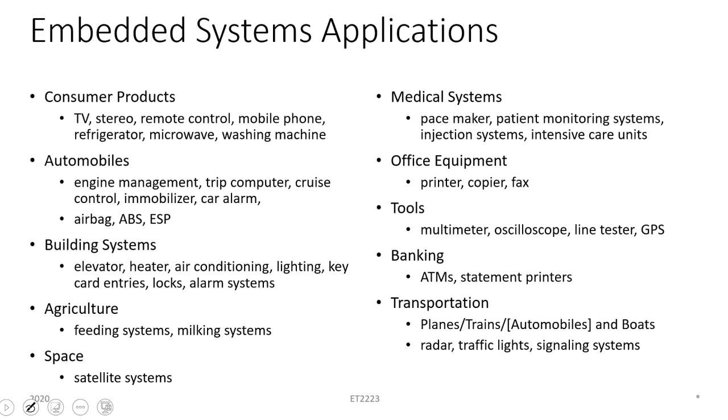Then, as you said, automobiles, cars, and they may have a number of different components, different aspects of embedded systems. In buildings, in elevators and escalators and air conditioning devices, and so on. In agriculture, in space, in medical systems, like various devices in hospitals, various medical devices that are implanted on patients, they may have embedded systems. A lot of office equipment, printers, copiers, and so on. Some of those can be categorized under embedded computing systems.